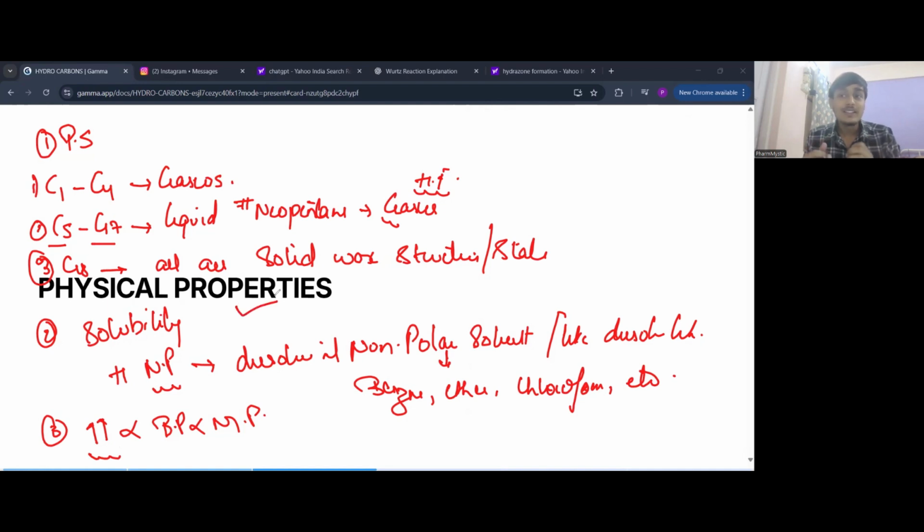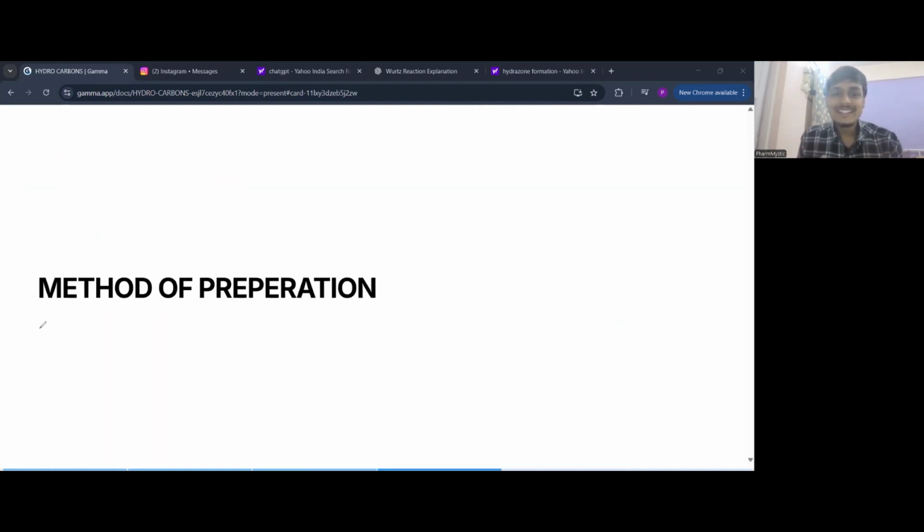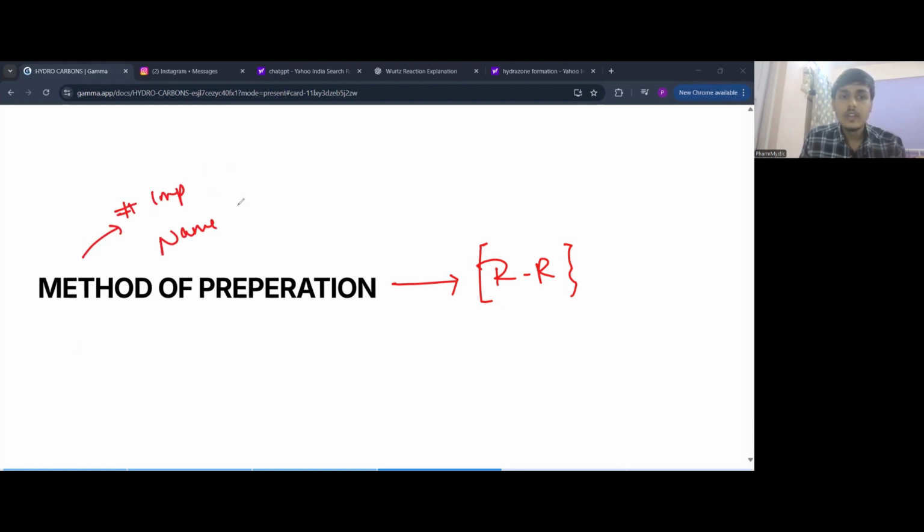Now let's discuss the methods of preparation. All the reactions whose end product is alkane. We will discuss these, with the important name reactions, which are highly important from the competitive exam point of view. And I have made one mnemonic also.